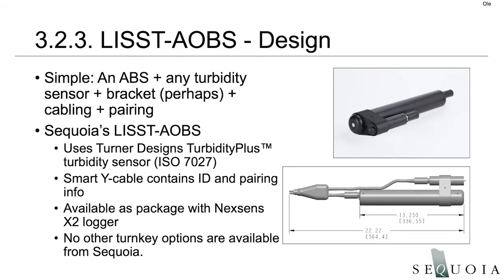And then we have a Y cable between the turbidity sensor and the ABS that contains the sensor ID, and it also contains the pairing info for the sensor. So we actually have a little bit of electronics inside that Y cable, so that if you have the correct data logger, then it can read the pairing info. We'll get to that in a second. And we have all that available as a package with a Nexsens X2 logger from Fondriest, who we've talked about before. At Sequoia, we are not going to provide any other turnkey options, because then we would have to handle turbidity sensors, as I said, from every single manufacturer.